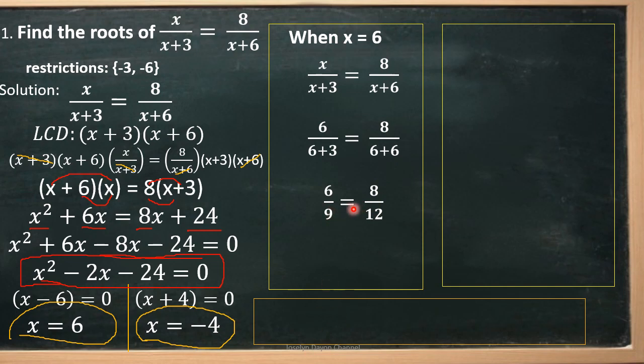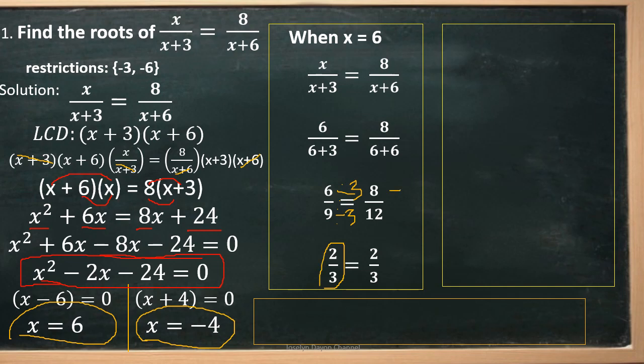Now we have to reduce the fractions to the lowest term. 6 over 9 is divisible. The GCF of 6 and 9 is 3. So we divide 6 by 3, and also divide 9 by 3, and the answer is 2/3.